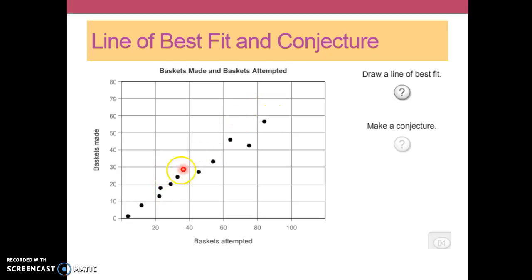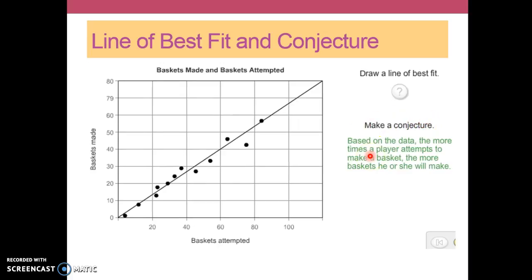So first thing we should do is draw a line of best fit and then make a conjecture. Let's see how that works out for us. So if we draw this line, you can see we've got this nice positive, very strong positive correlation going on. So based on this information, the more times a player attempts to make a basket, the more baskets they will make. Hey, if you don't try, you can't do it, right?